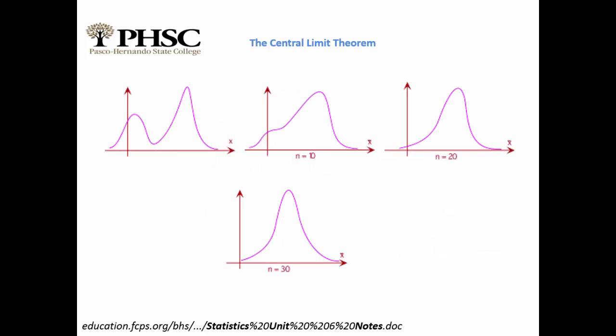So here we have some graphs that show us what the central limit theorem can do. The first one has a shape of the distribution. As we take sample sizes larger and larger, you can see that the distribution starts becoming more and more normally distributed. When we get to n equals 30, we end up with a nice bell curve.